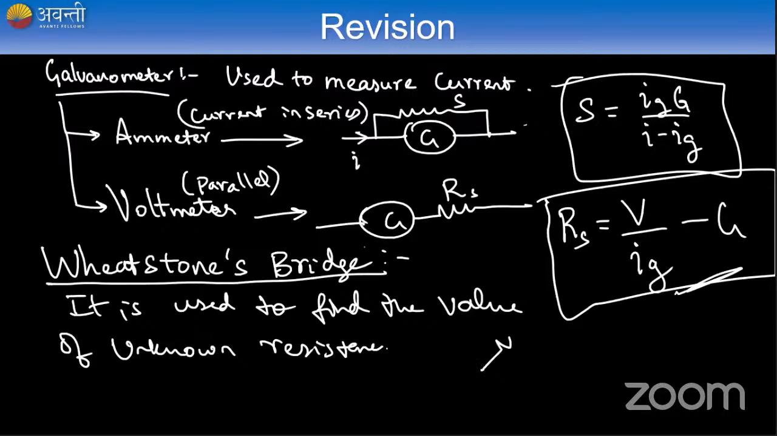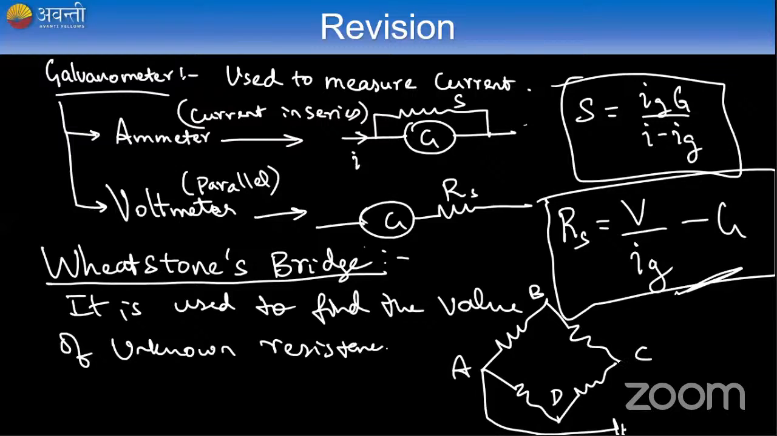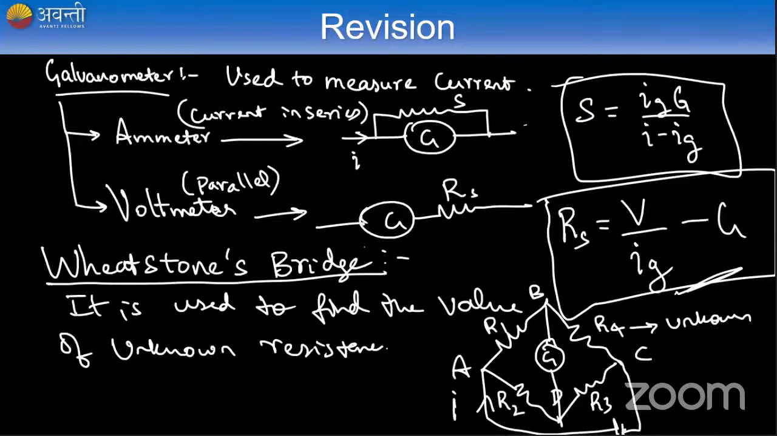So I have a resistor, one more resistor, a third resistor. I have four resistors. Say A, B, C, D are the arms, then I connect a cell across A and C, and current I flows from here. I'll connect a galvanometer here, guys. This is my connection. So we have R1, R2, R3, and R4. Here my R4 is unknown.